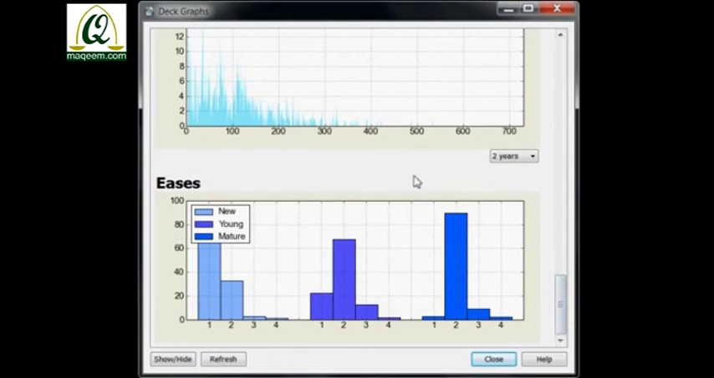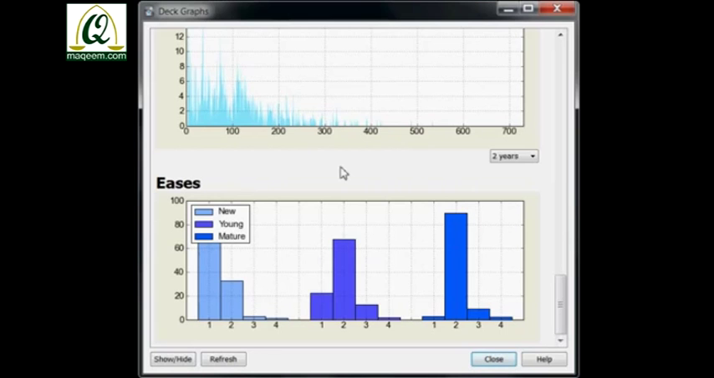The eases indicate what buttons you're pressing the most. So you can see for new cards, 1 is by far the most common answer, but for mature cards, 2 is the most common answer. This deck is actually one of my students, and he is very conservative. You can expect that most people studying will be using 3 more often than 2.